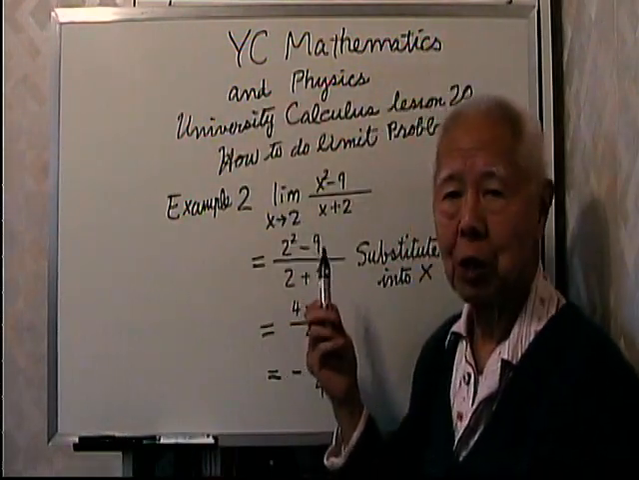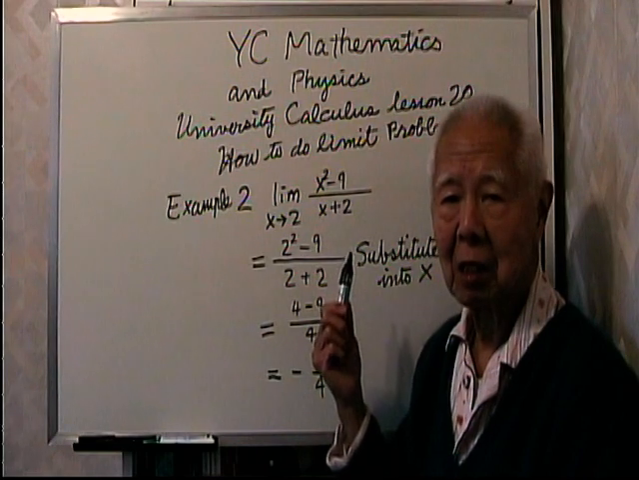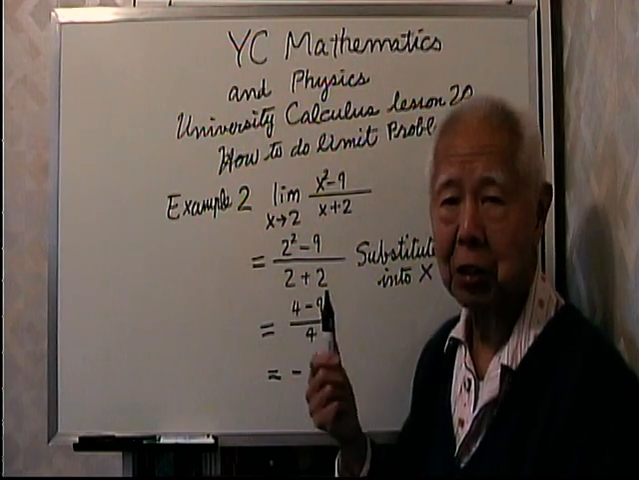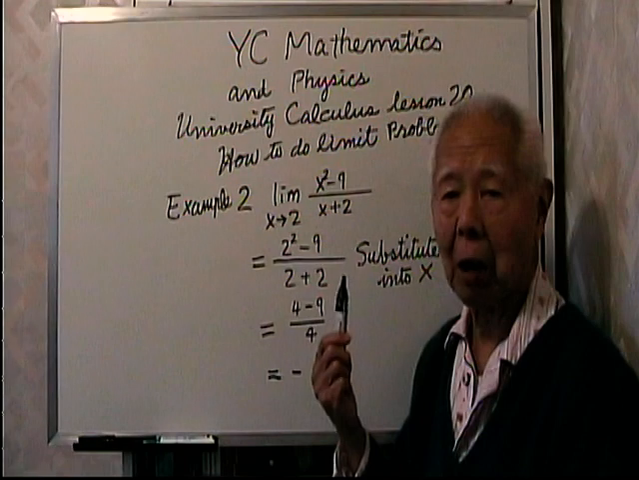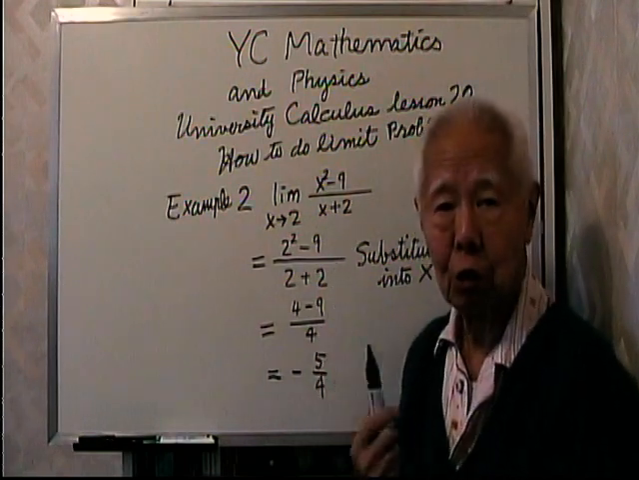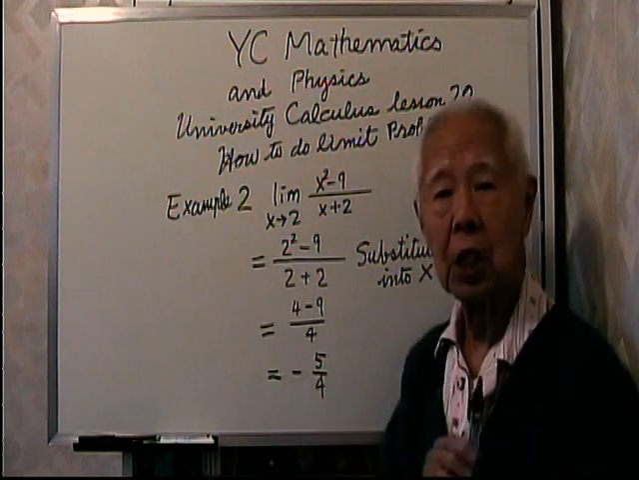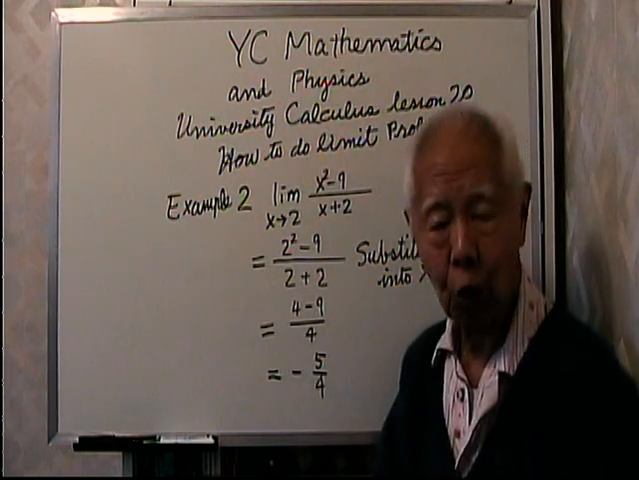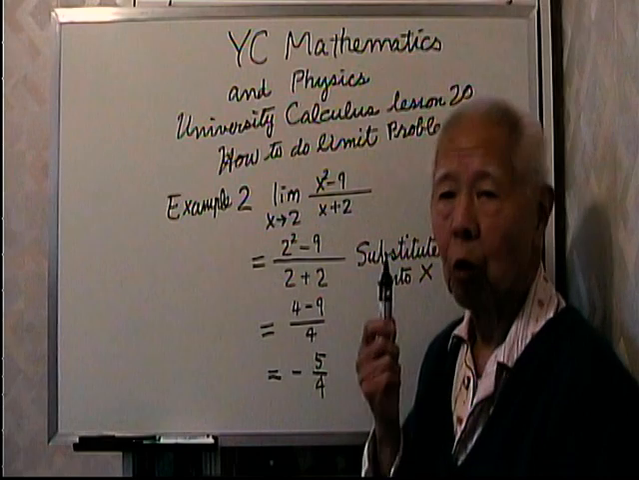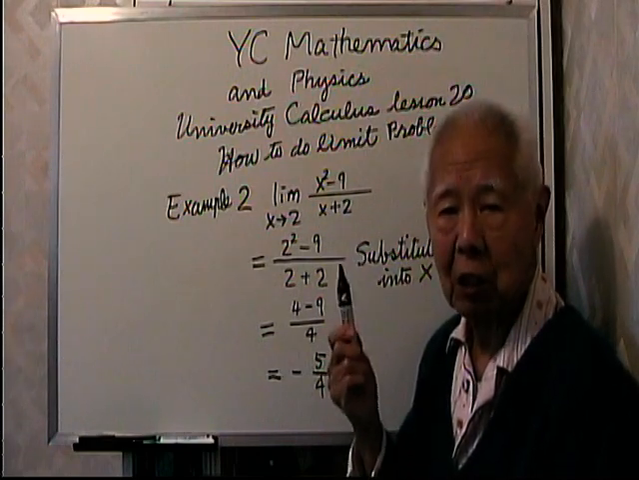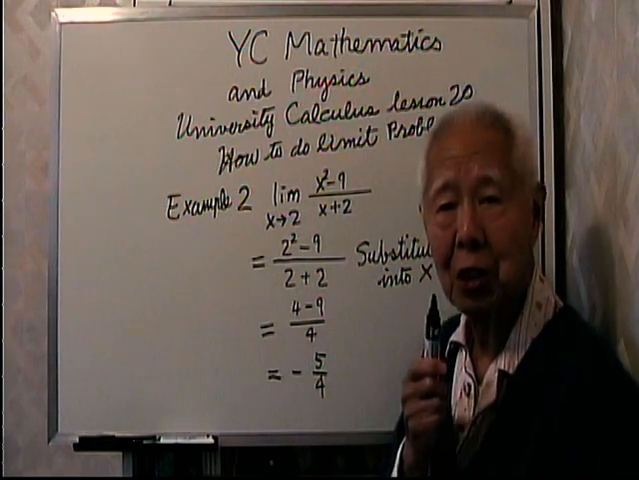So the numerator is 2 squared minus 9. It is 4 minus 9, and it is negative 5. The denominator is 2 plus 2, which is 4. Therefore, the final result is negative 5 over 4. So, the whole thing is just to do substitution.